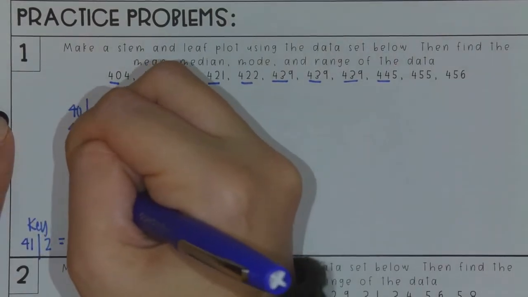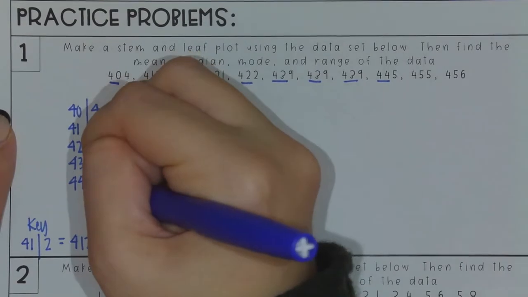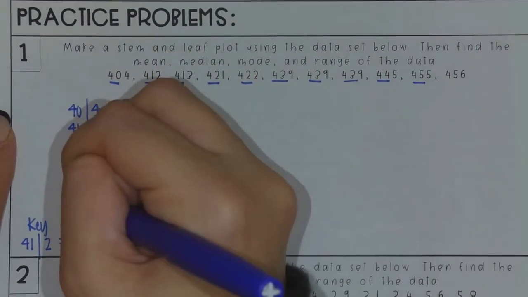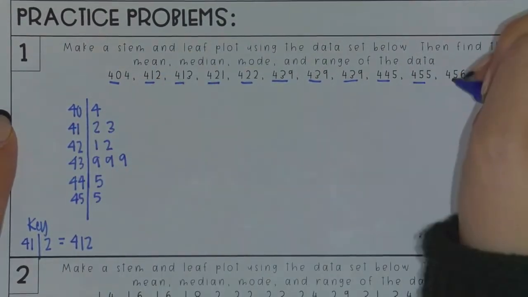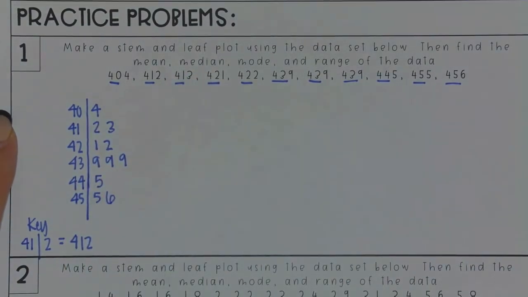44 is the stem. I have to make my graph longer. 5 is the leaf. 45 is the stem, 5 is the leaf. 45 is the stem, 6 is the leaf. So here's my stem and leaf plot.